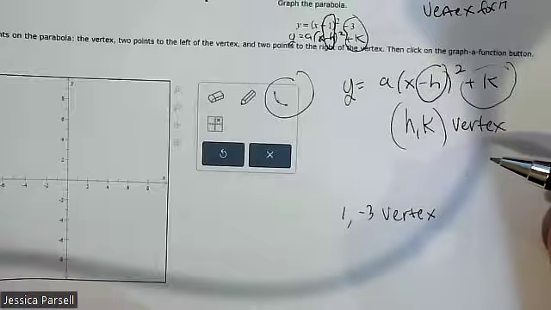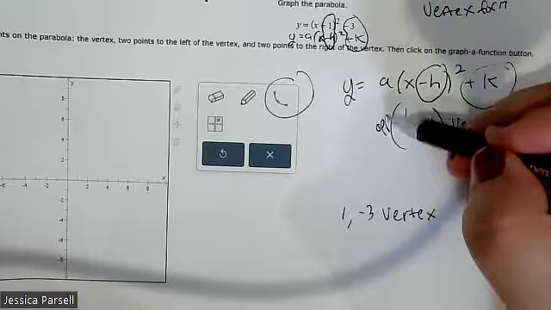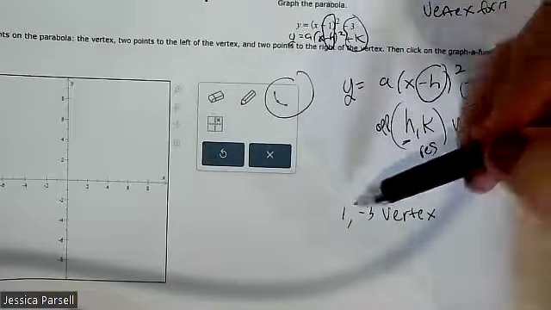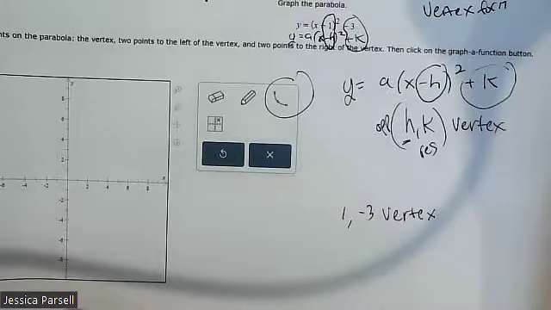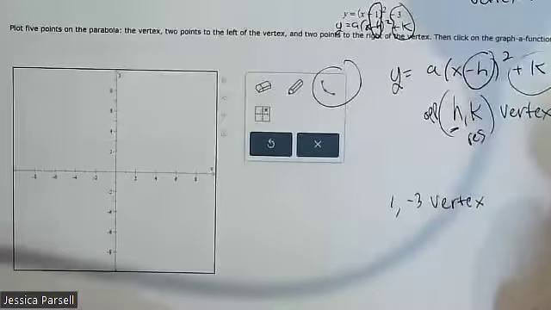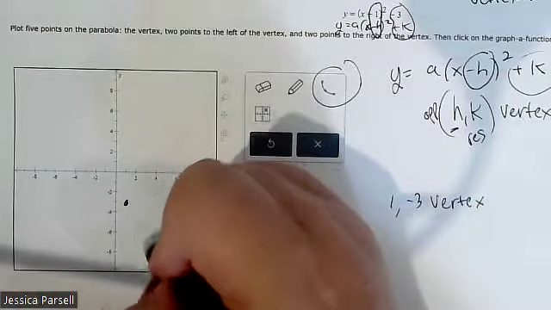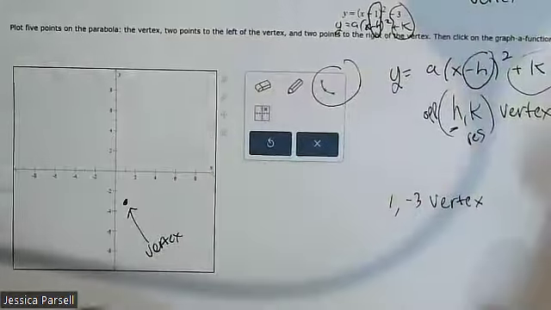So it's always opposite of h, regular k. So the opposite of -1 is 1, and regular k is -3. So I'm going to graph that: 1, -3. So over 1, down 1, 2, 3. So we're going to label that. That's the vertex. That's the turnaround point on a parabola.